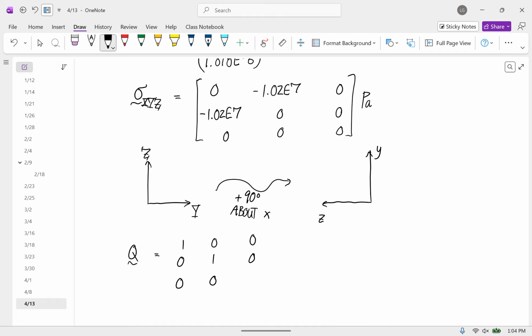Something didn't work here. Oh, because I did it backwards. So cosine of 90 is 0. Sine of 90 is 1. Negative sine of 90 is negative 1. Cosine is 0. How did I know my matrix with all ones down the main diagonal and zeros everywhere else is wrong? That matrix has a name. It's called the identity matrix, and it just gives you back whatever you got. So if that's your rotation matrix, it's not going to change anything.